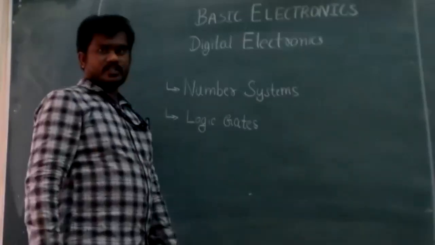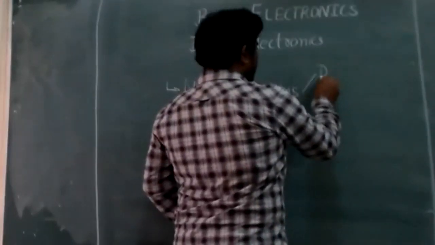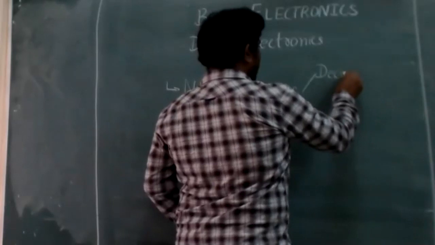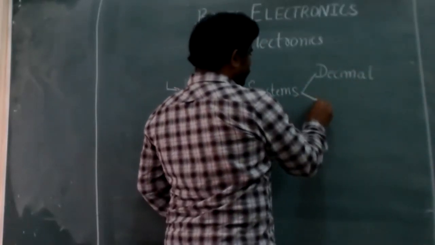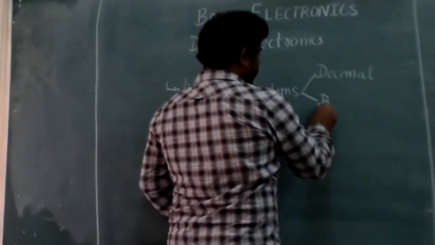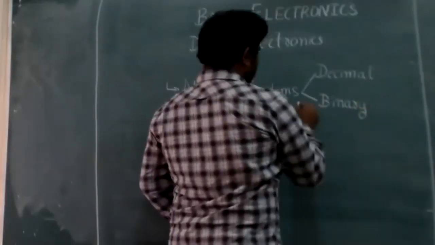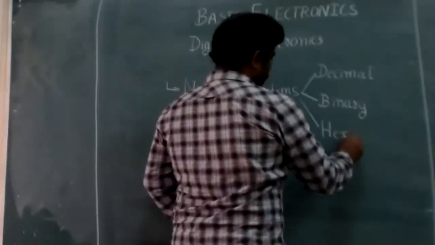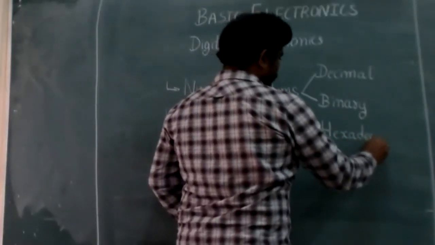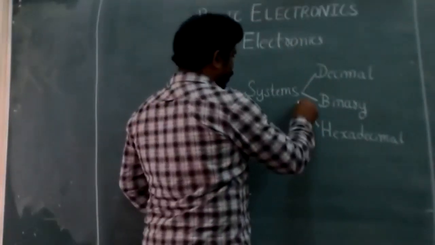So in the number system, we have four different types. The first one is the decimal number system. Then you have the binary number system. Then you have hexadecimal. Then you have the octal number system.